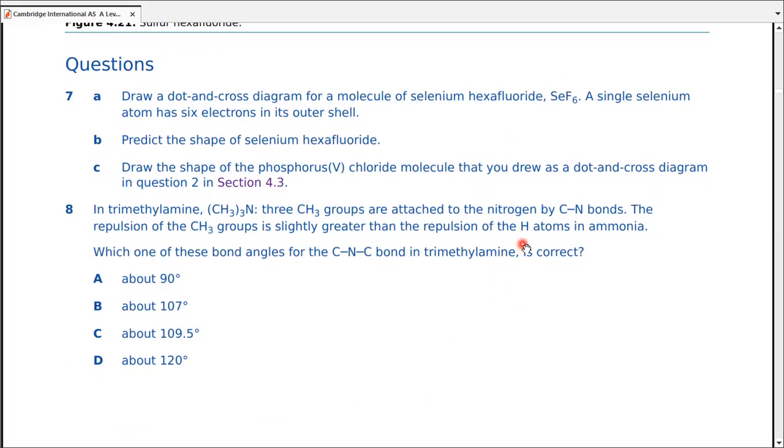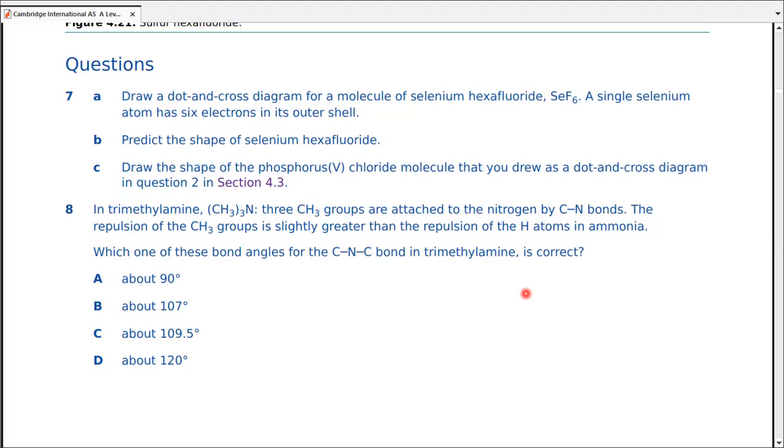Question number 7, part A. Laiba, let's start with you. Draw a dot and cross diagram for a molecule of selenium hexafluoride. A single selenium atom has 6 electrons in its outer shell.